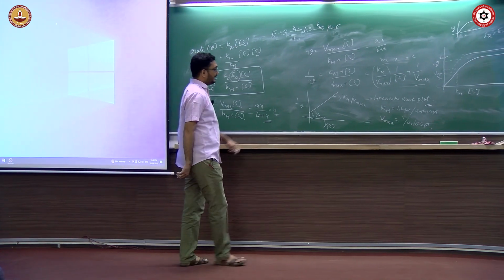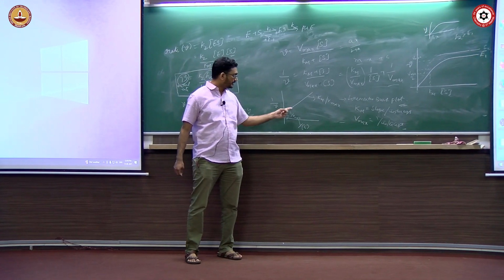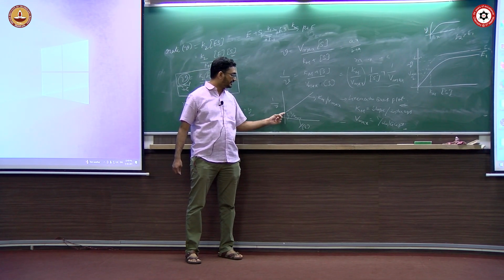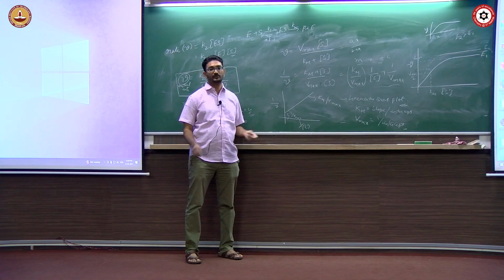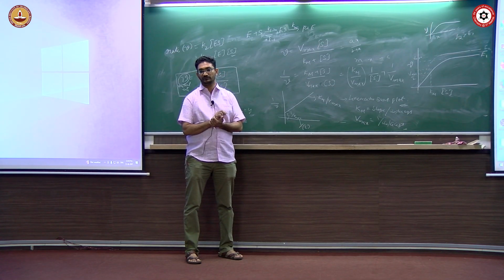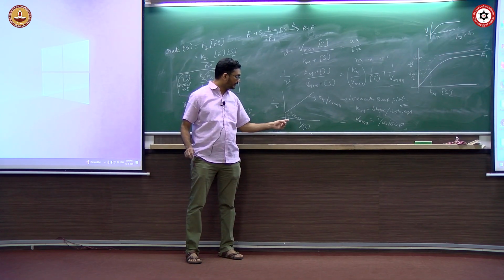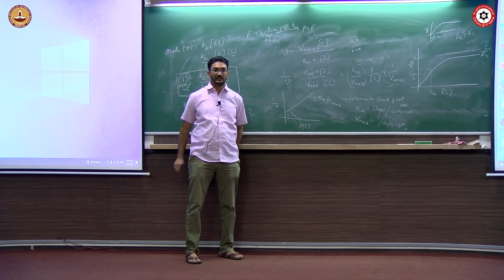So if you see 1 by s, if you want to touch this intercept, right, 1 by s means what should be the substrate concentration? So for this to touch 0, what should be my substrate concentration?